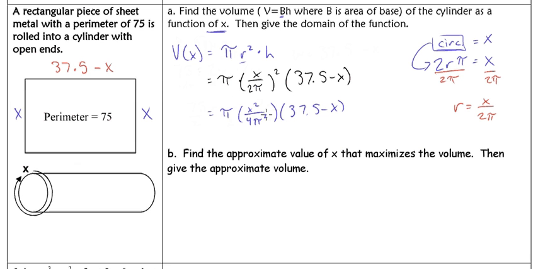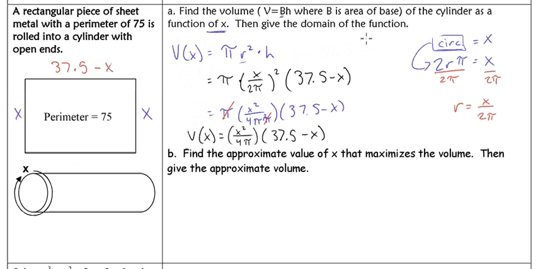And pi divided by pi, so this squared means really pi times pi, and pi divided by pi gives us 1, and so we have just 1 pi down here in the bottom. And so our volume, what we're going to be hitting into the calculator here in just a moment, is that the volume of x is equal to x squared over 4 pi times 37.5 minus x.